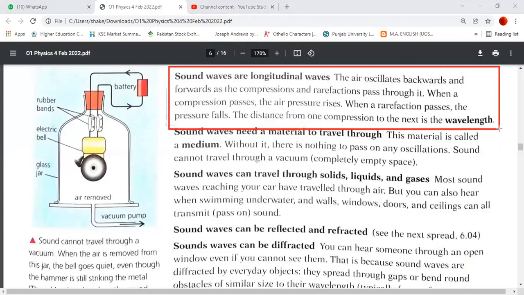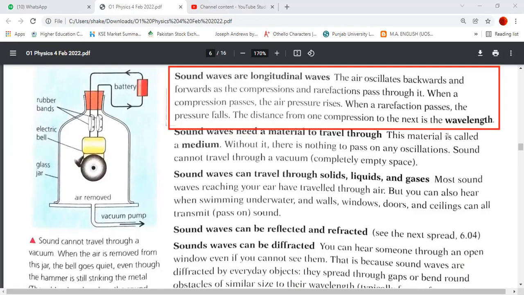The air oscillates backwards and forwards, a to and fro motion. This means the molecules or layers of air have backward and forward movements as the compressions and rarefactions pass through it. Basically, it is energy that is passing through, not the materials. When a compression passes, the air pressure rises. What is meant by compression? Compression means something has been pressed, and due to this, the air pressure rises at a certain place.